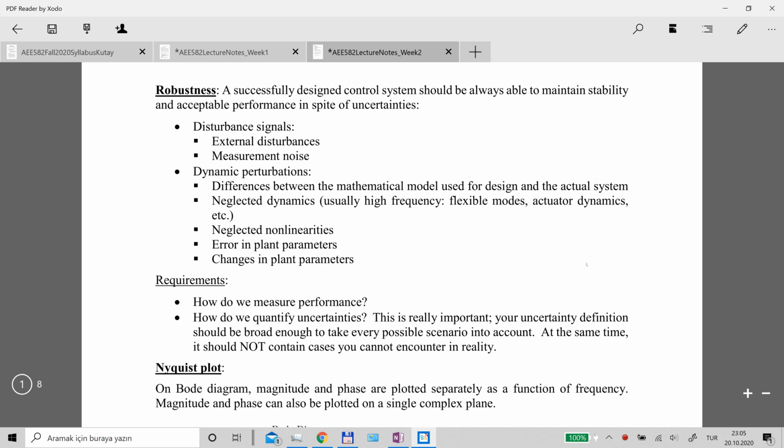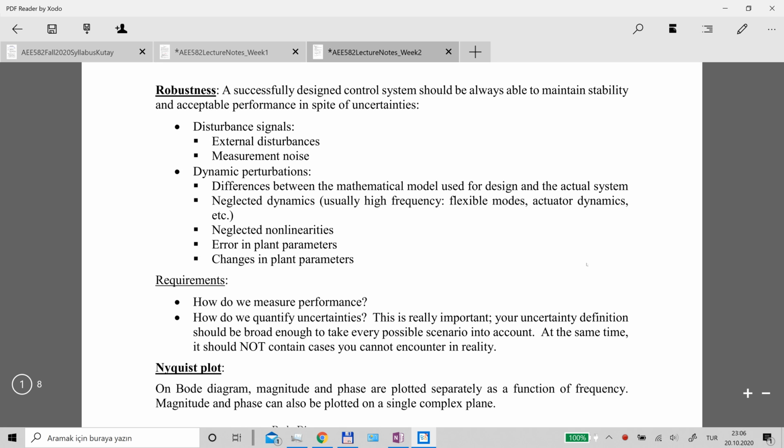In the last video, I was talking about frequency domain analysis, and this was just for a review. And in this video, I will be continuing with that. But first, let me just make a definition of robustness. This is the robust control course, and we should have a clear understanding of what we mean by robustness.